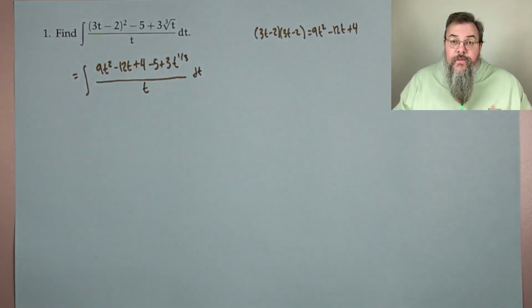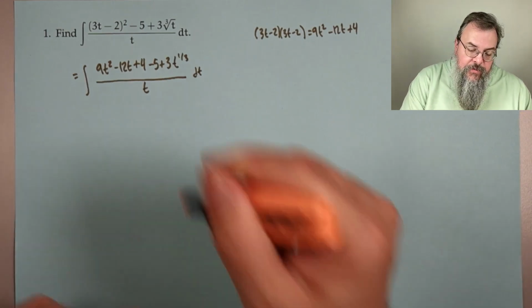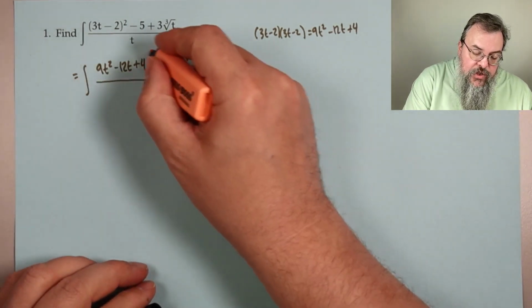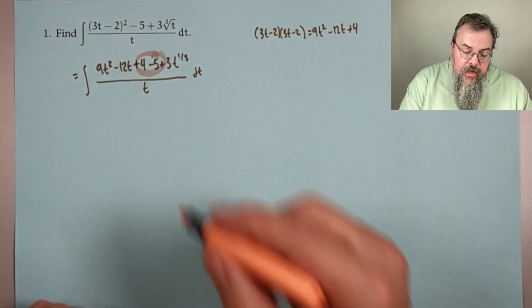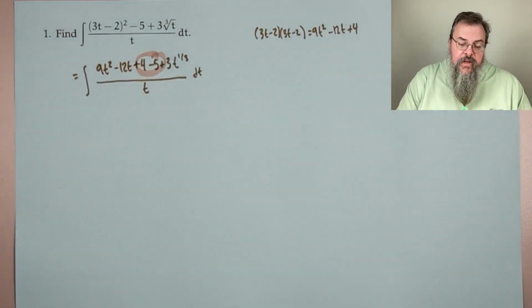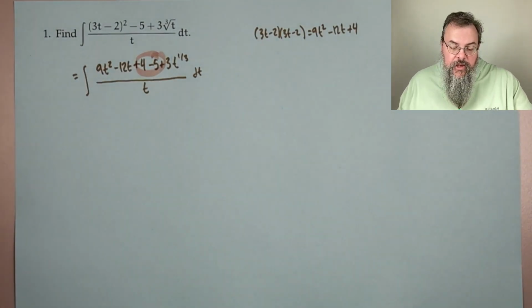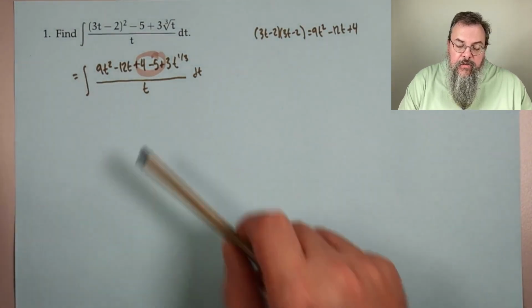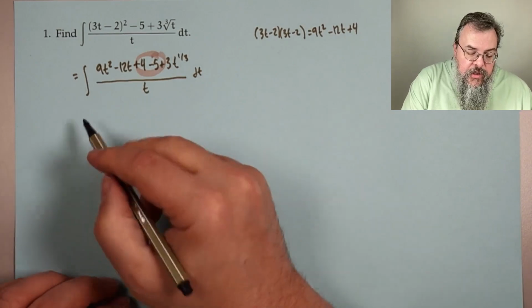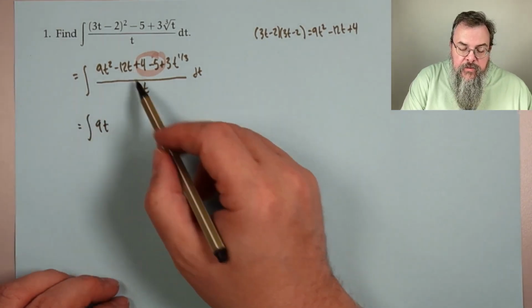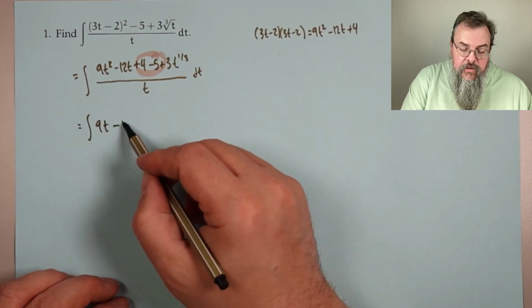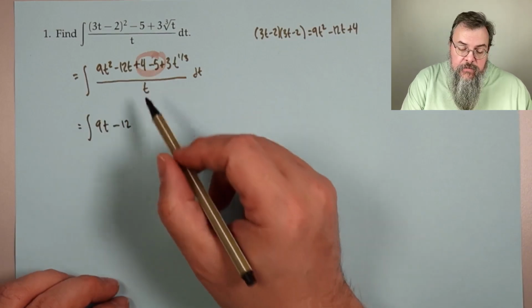So again, so far we've done algebra. Now, what can we do? Well, one thing we can do is put the 4 and the 5 together. Okay, sure. No problem. But the other thing is we can divide. And so let's do both those things. So 9t squared over t gives us 9t. 12t over t gives us 12. Now 4 minus 5 is negative 1.